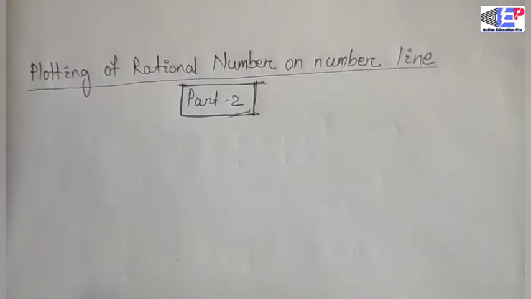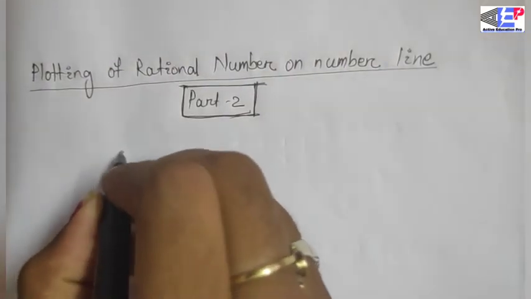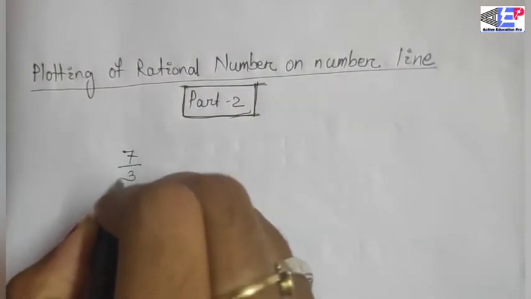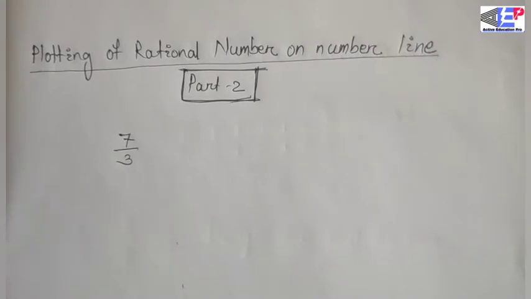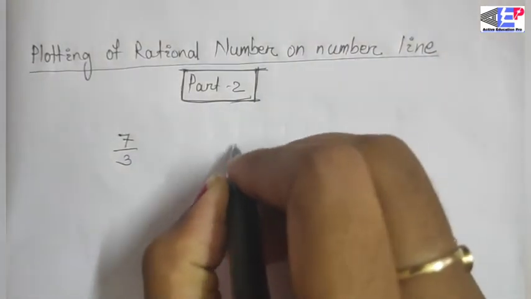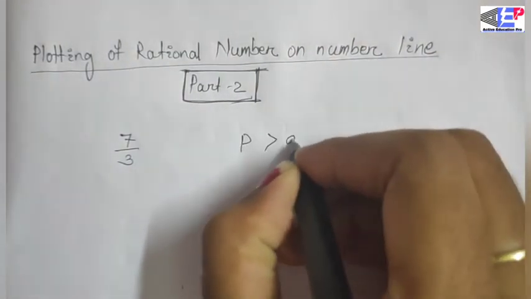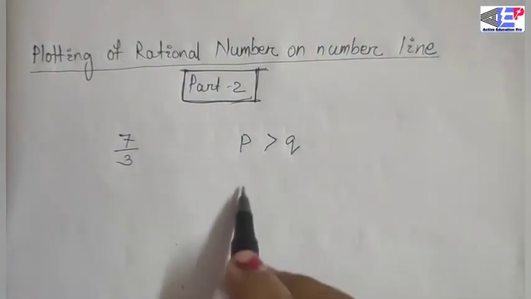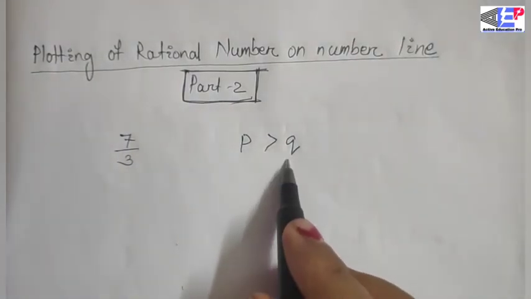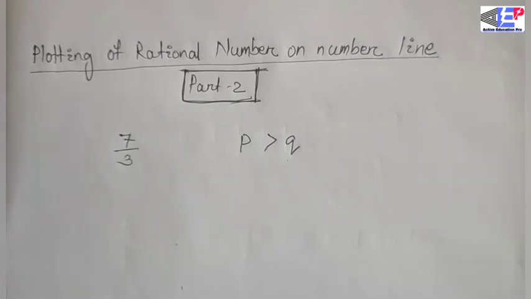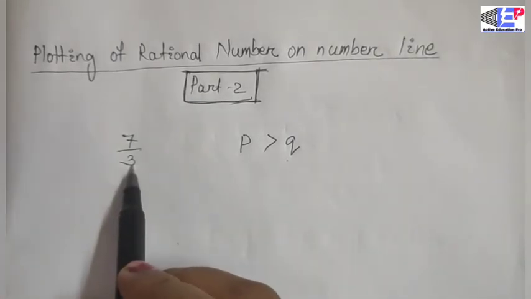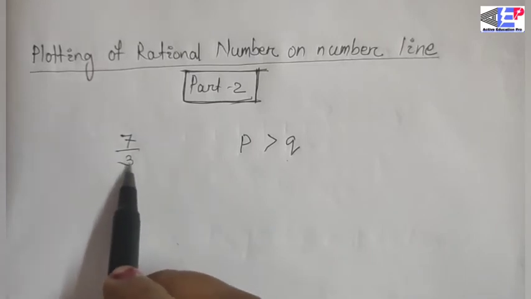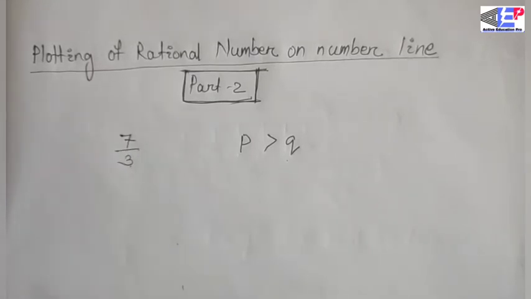So let's take an example: 7 by 3, where P is greater than Q. P is greater than Q means it is not a real fraction. In this case, you make this fraction a mixed fraction. How could you make it a mixed fraction?